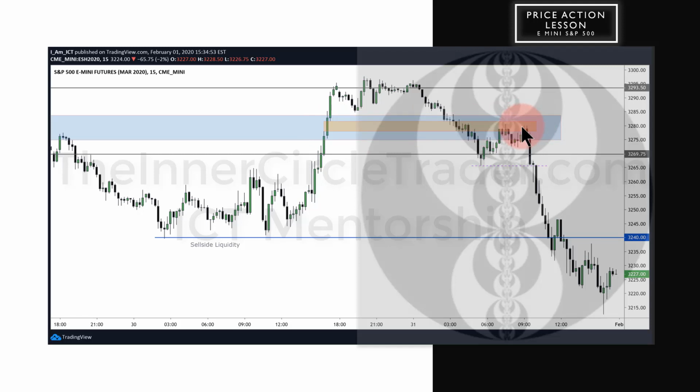If you have an index futures or a bond market, it could be your 10-year if you're trading that, the 5-year, or the 30-year treasury. Regardless of which one you're trading, or if it's the NASDAQ futures, the Dow futures, or the E-mini S&P futures, if you have two levels like this after a run on buy-side liquidity, you want to see price aggressively move lower.